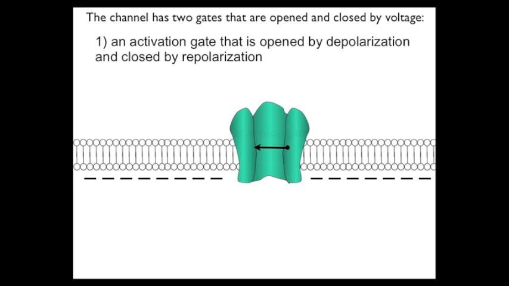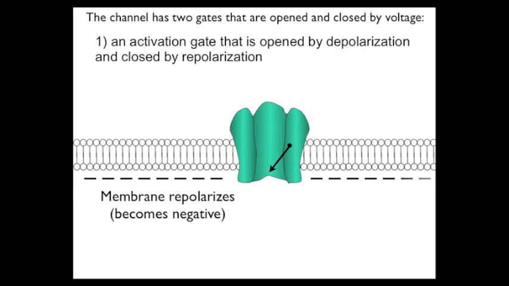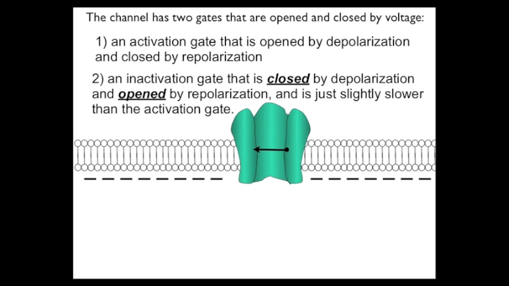And here's how it works. The membrane depolarizes, it opens, and the membrane repolarizes and it closes. And two, it has an inactivation gate that is closed by depolarization and opened by repolarization, and is just slightly slower than the activation gate.